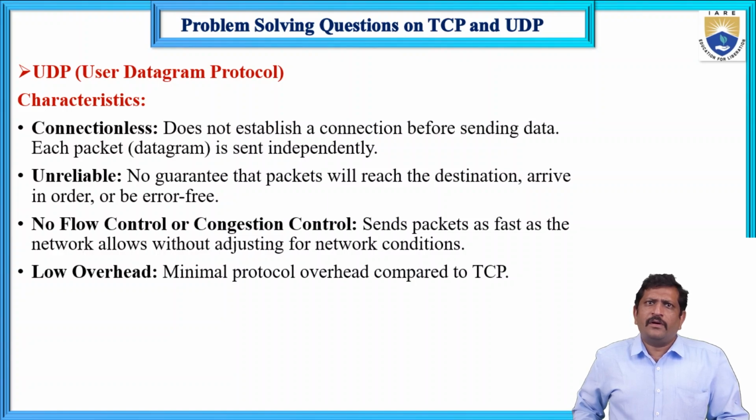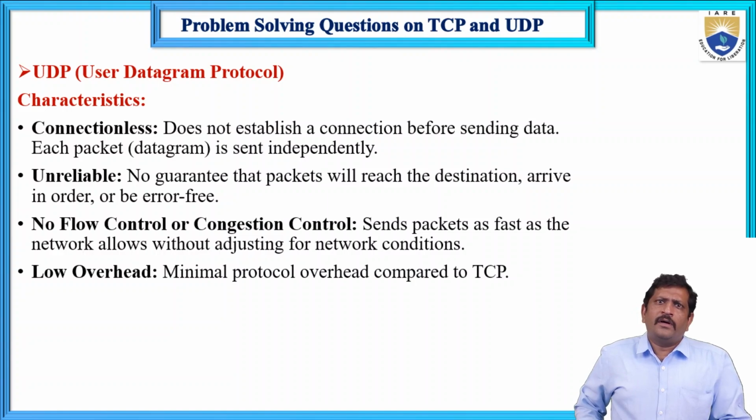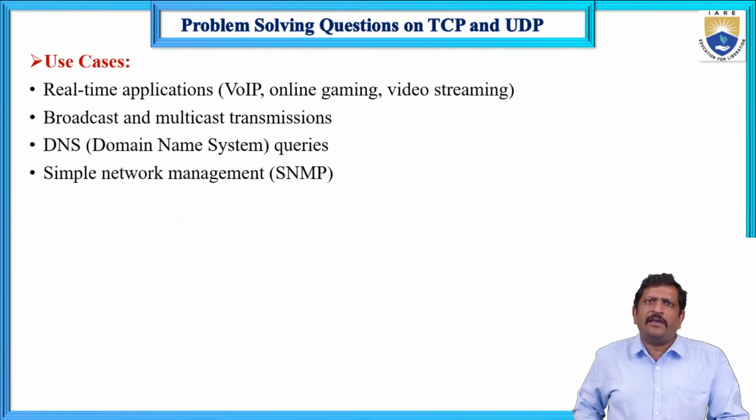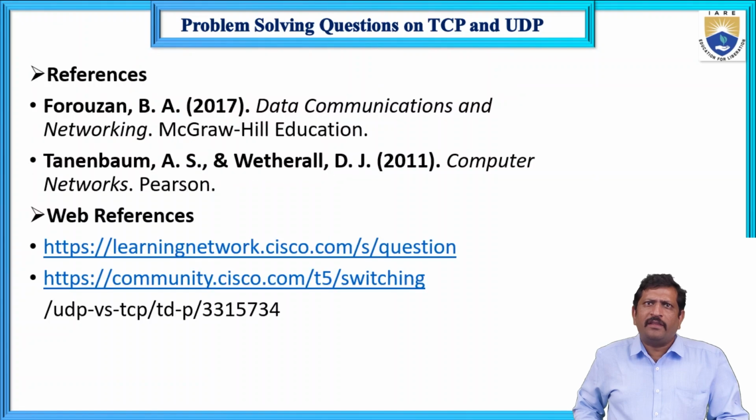Now UDP: connectionless, unreliable data flow, and no flow control are the characteristics of UDP. Speed and efficiency are the advantages of UDP. The disadvantages are unreliability and no congestion control. These are the use cases: real-time applications, broadcast and multicast transmission, DNS, and Simple Network Management Protocol.